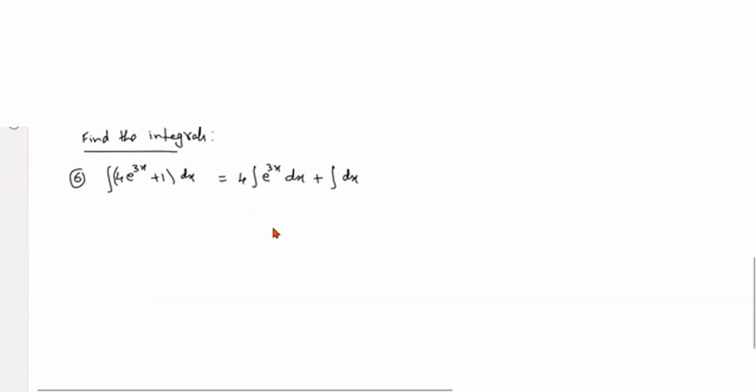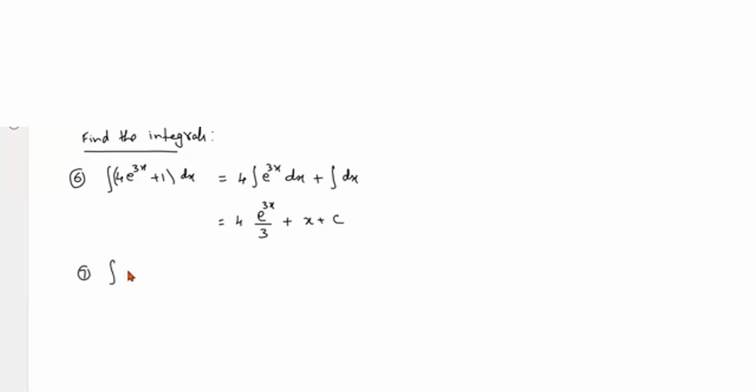Again, apply the integral for this one: integral of 1 into dx, which is just dx, right? So if that is the case, let us try to integrate this one, which will be equal to 4 times the integration of e power of 3x, which will be e power of 3x divided by 3, plus the integral of dx, x, plus the constant of integration c. That's the required solution you have, right?